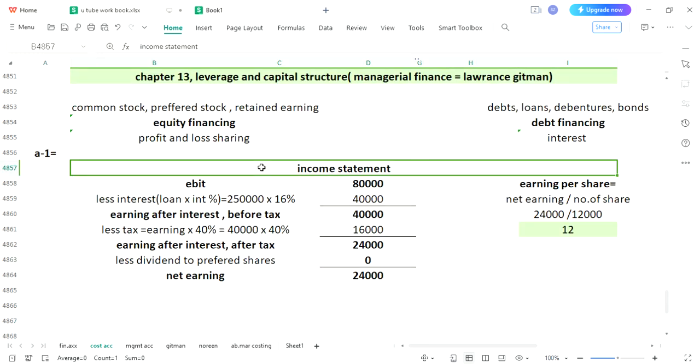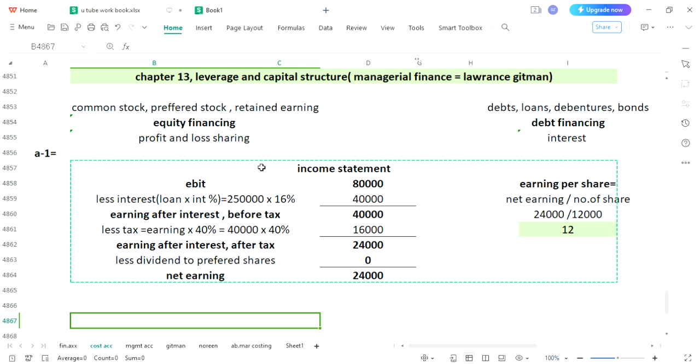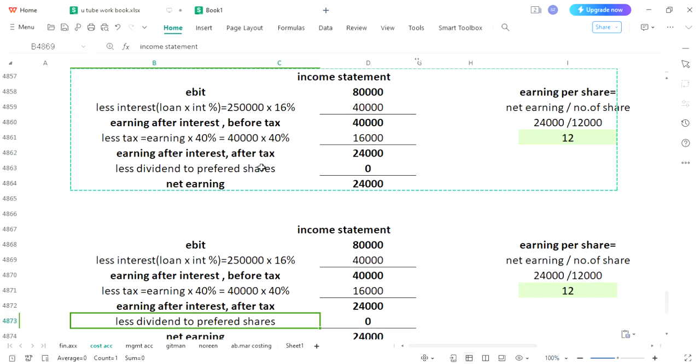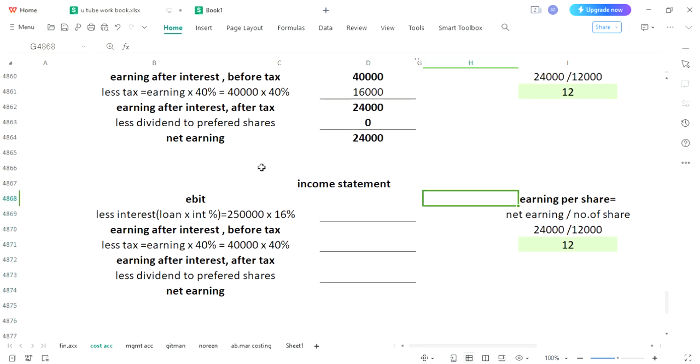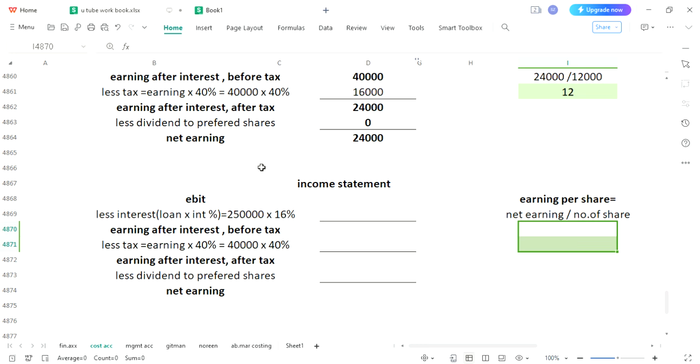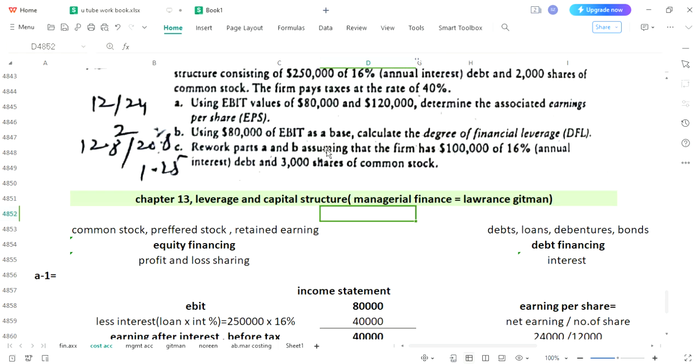So obviously this whole income statement would be used. I am for the time being taking these headings, and secondly these amounts are unneeded so we can erase them. Similarly these amounts are not required because we are going to start a second part where we are asked to take earning before interest and tax as 120,000. Look over here. At A part, initially we have calculated earning per share according to 80,000 and now we have started earning per share according to 120,000.